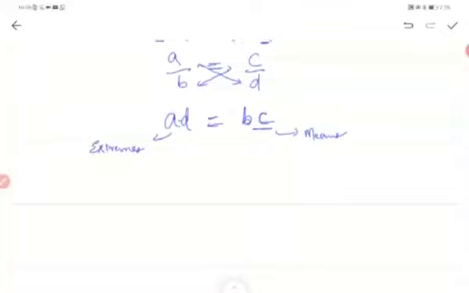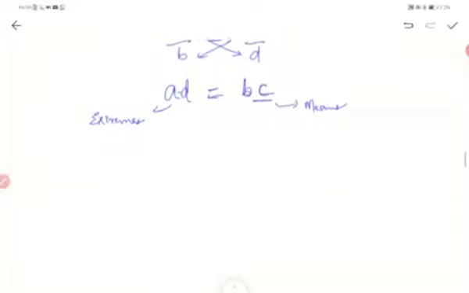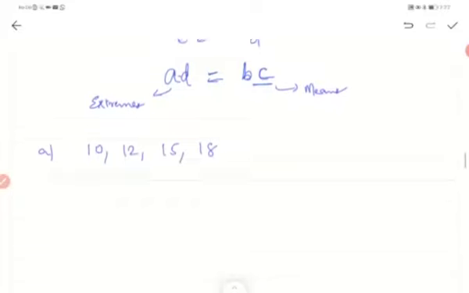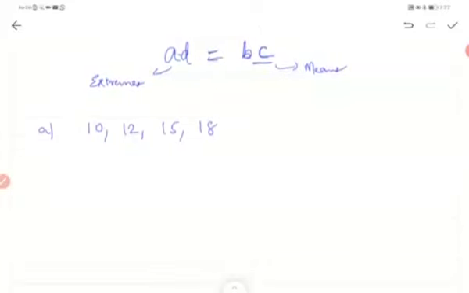Alright, let us do some 2 or 3 examples of this proportion, and then we will move on. Now, the example I will take here is, we need to check whether the numbers given are in proportion or not. So in the question, it is given 10, 12, 15 and 18. So you need to check whether they are in proportion or not.